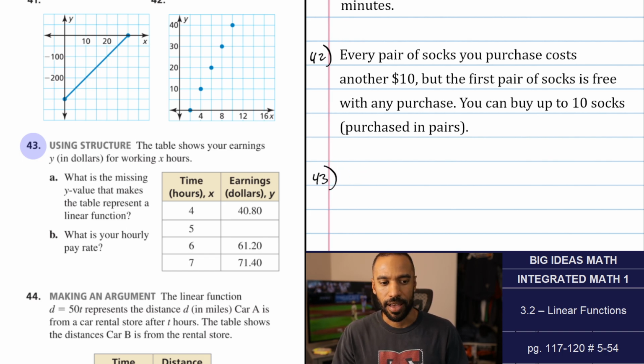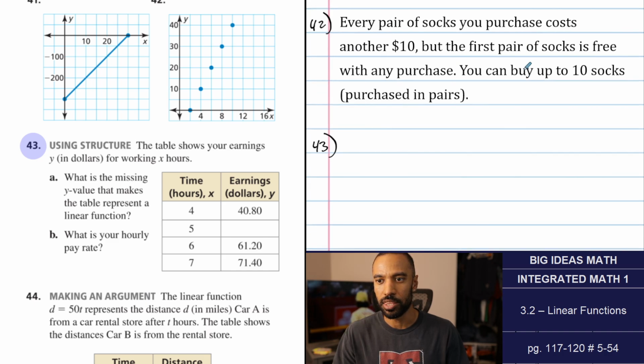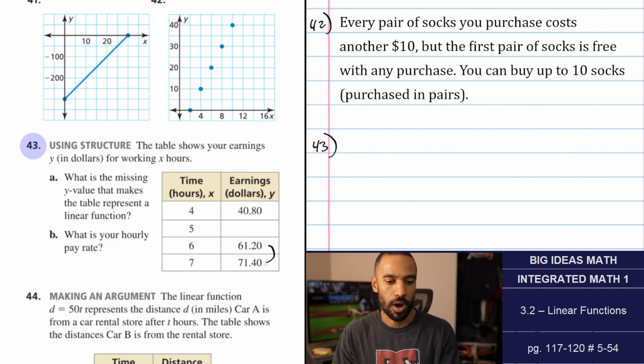What is the missing Y value that makes the table represent a linear function? Okay, so this one, despite the problem that we did previously, where we did this whole guess thing, which you can do, you can also work off of what you see here. I see the change from here, and this needs to be constant this way. So we can say, hey, 71, I'm just going to write it over here.